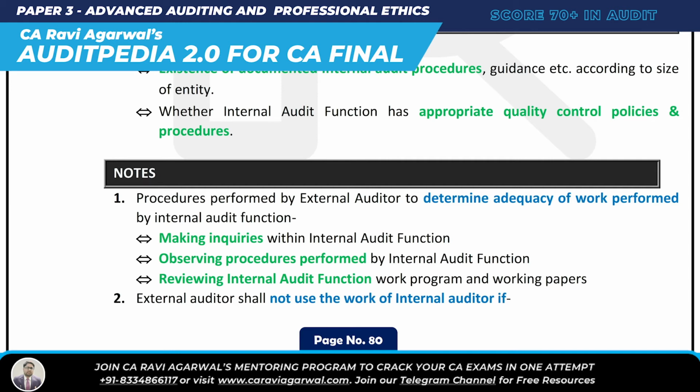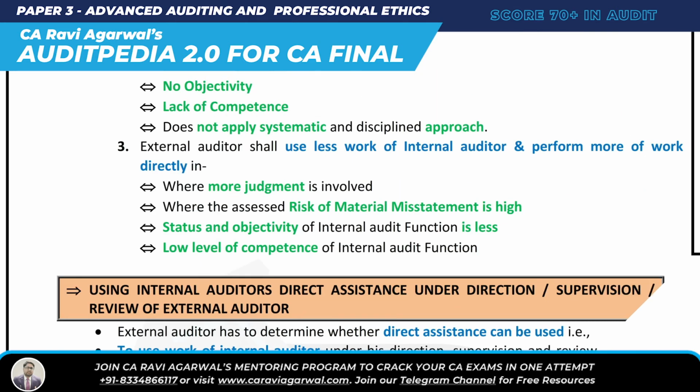Then, the external auditor shall not use the work of internal auditors. You said when I can use the work; now you're asking me when I cannot use the work. So just reverse the answer. No objectivity. Lack of competence. Does not apply a systematic and disciplined approach. Oh my god, it's so interesting. Can I hear it once again? The external auditor shall not use the work of internal auditors when, number one, no objectivity, lack of competence, and does not apply a systematic and disciplined approach.